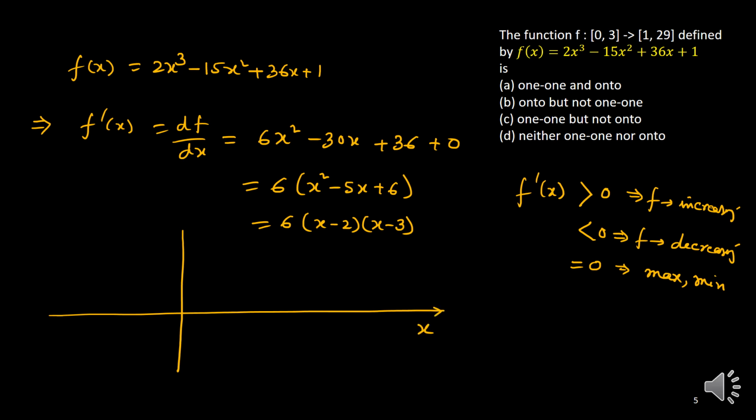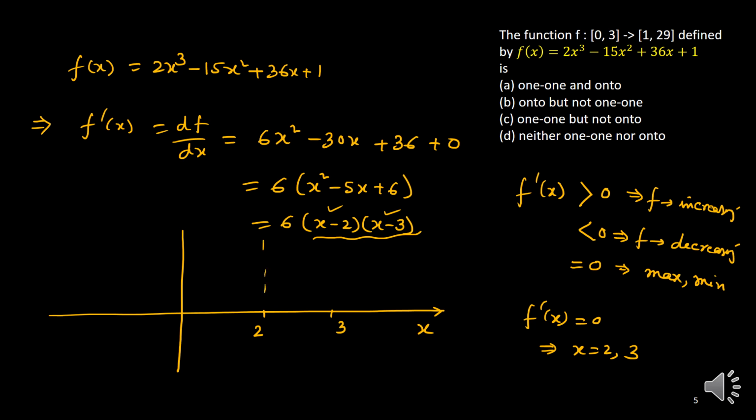So this is your x. Now I'll consider this one. What is the solution of f prime x equals 0? This will be simply x equals 2 and 3, because if I put x equal to 2 here, it will become 0. If I put x equal to 3, this will become 0. So I have two points, 2 and 3.